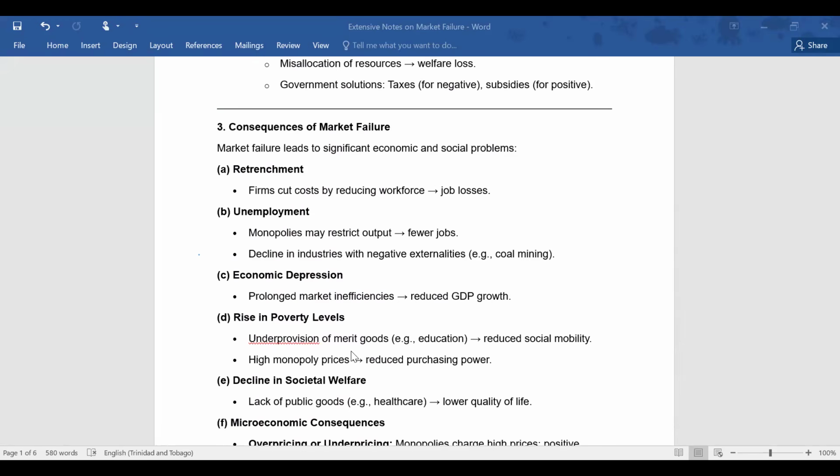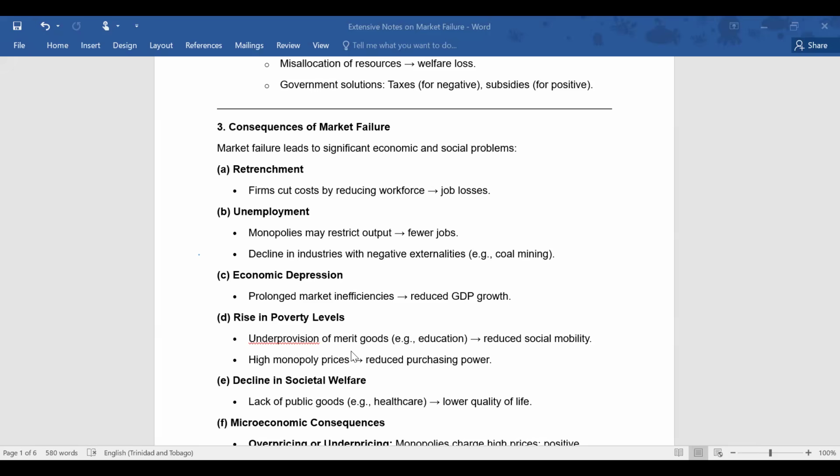Retrenchment. Because of market failure and lower productivity and lower efficiency, companies are making less money, so they have to reduce their workforce. Now we have people losing jobs. Unemployment, because monopolies restricting the output are stopping other companies from being able to enter the market, to have less employment.